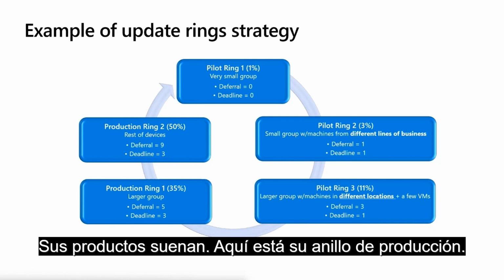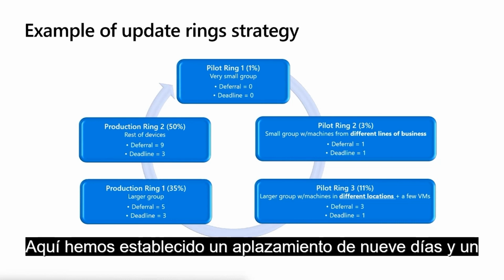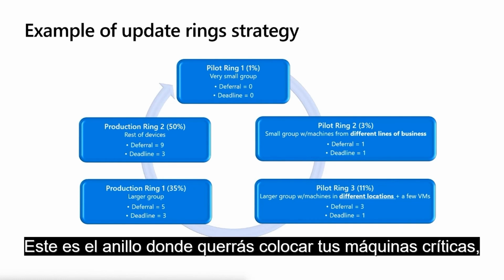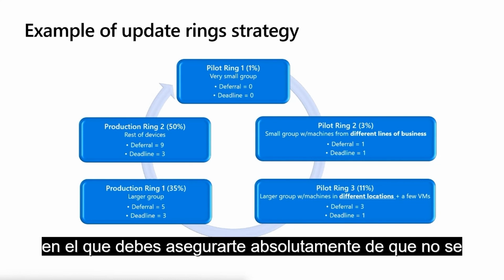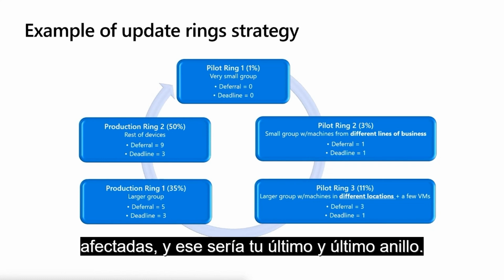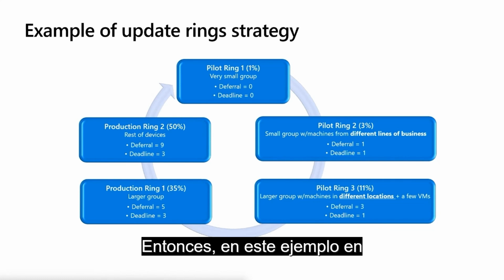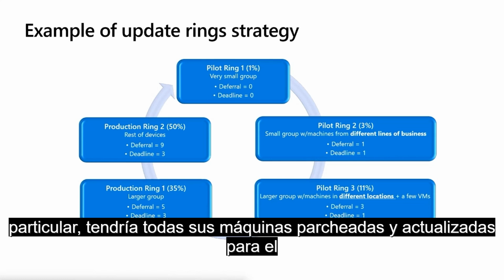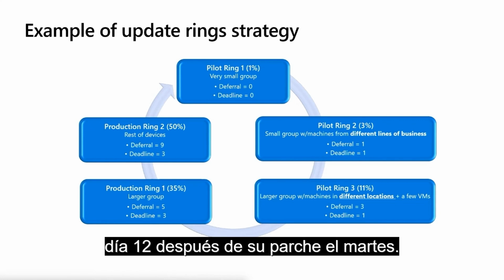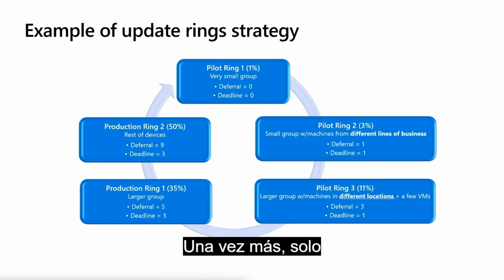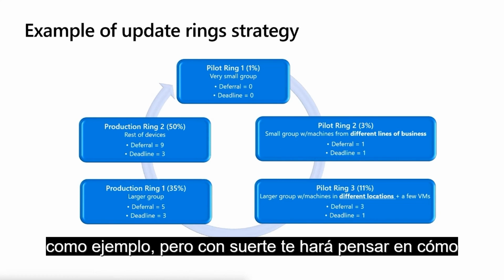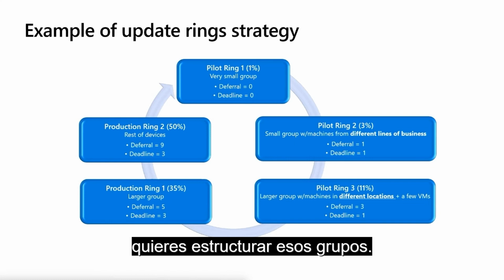Here's your production ring. Here we've set a deferral of 9 days and a deadline of 3 days. This is the ring where you would want to put your critical machines in, which you need to absolutely make sure are not going to be affected. And that would be your last and final ring. So in this particular example, you would have all of your machines patched and updated by day 12 following your Patch Tuesday. Again, only an example, but hopefully it'll get you thinking about how you want to structure those groups.